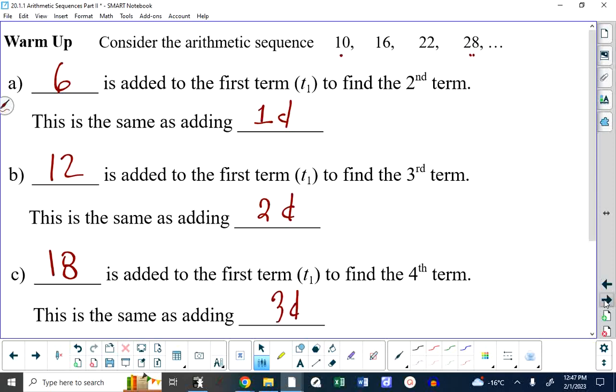And you know what? I suspect that before I gave you any things to put in the blanks, how many of you were thinking 1 common difference, 2 common differences, 3 common differences? You weren't even thinking of numbers, maybe.